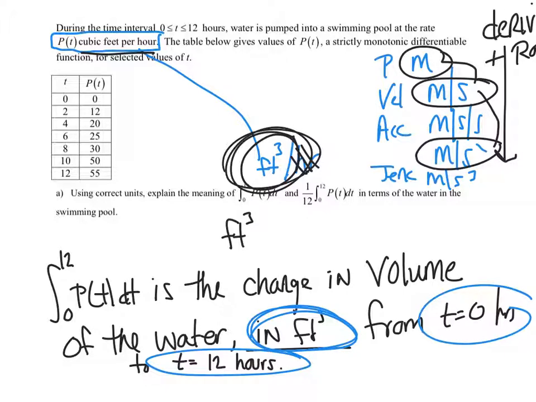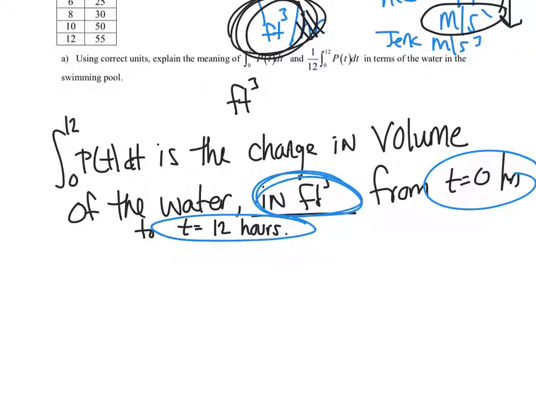Okay, now what's the difference between that and me throwing a 1/12 in front of the integral? We just talked about this the other day. You have 1 over b minus a in front. You now have the average of something. Okay, so we're not going to say average value. We're going to put it in terms of the context of the problem. So what are we averaging? Well, we're averaging P of T.